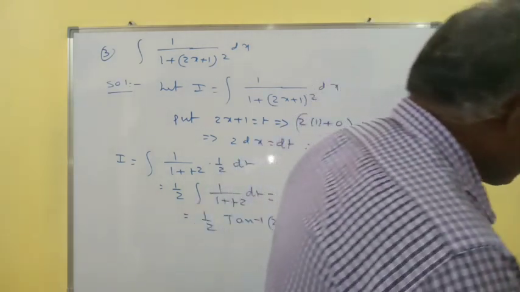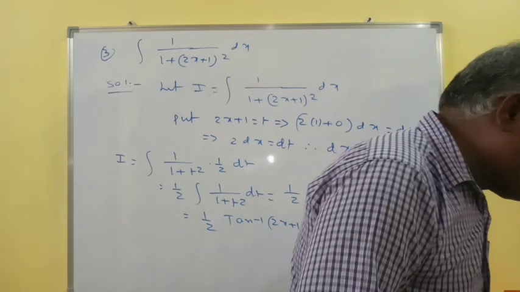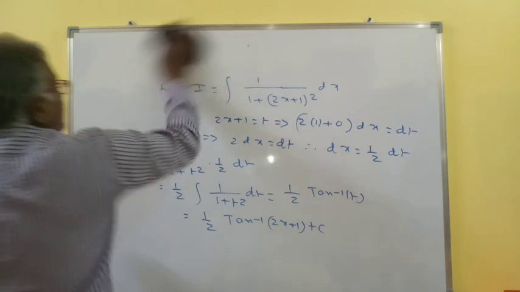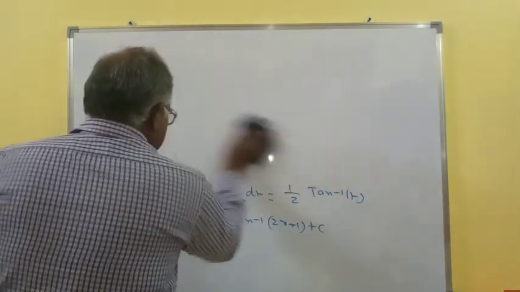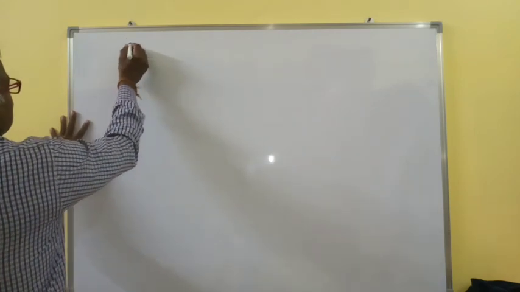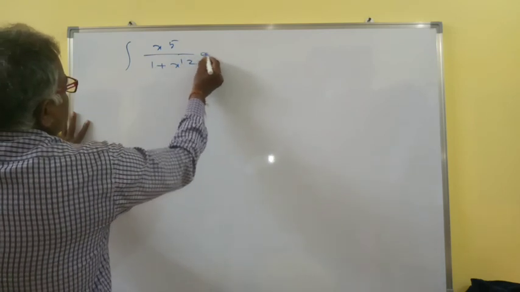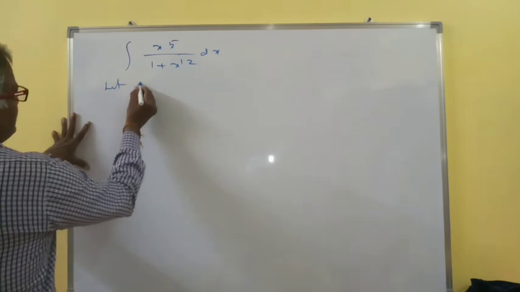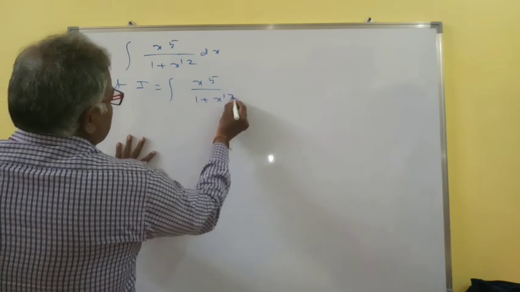Example: x power 5 divided by 1 plus x power 12 dx. These are some examples. So let I equal the integral of x power 5 by 1 plus x power 12 dx.